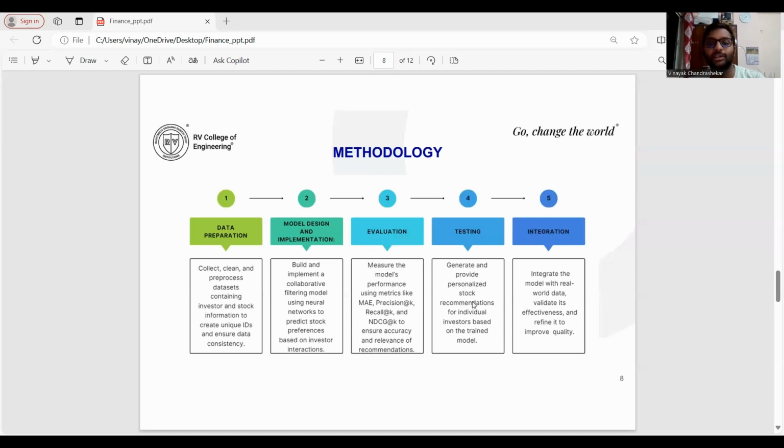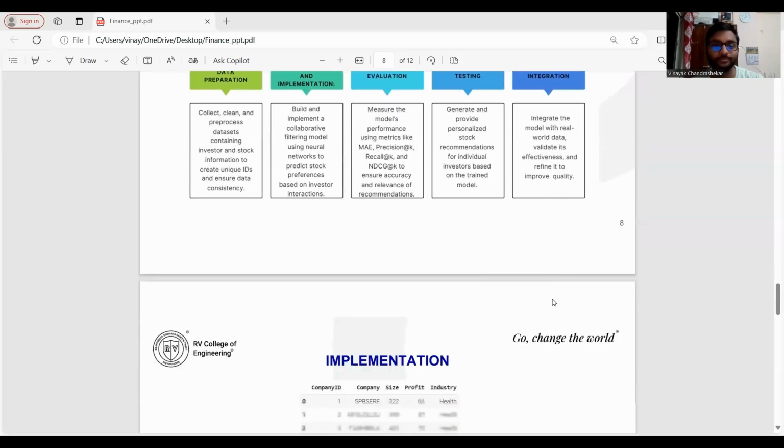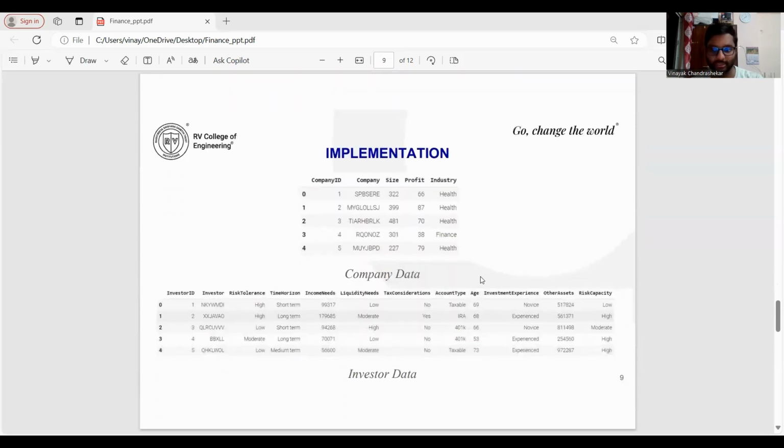Then, testing. We tested it on a lot of test cases based on whatever data set we had taken, and we checked the personalized stock recommendations for each of those. Then integration: we integrate it with real world data and validate its effectiveness, and it also helps us to improve the accuracy of our model and to see how relevant our model and its predictions are. Now let's look at a sample implementation of our project and how it works.